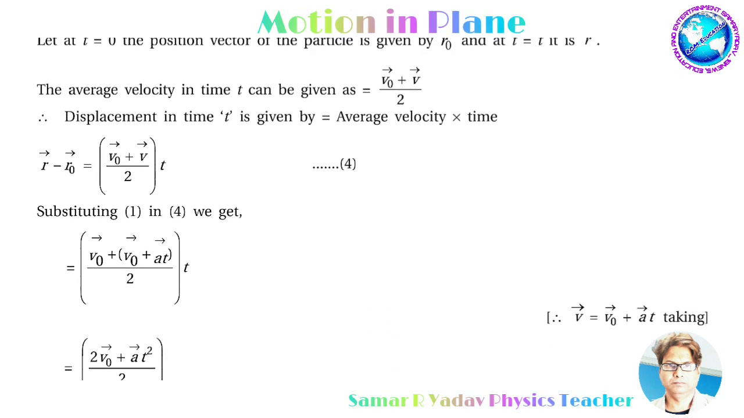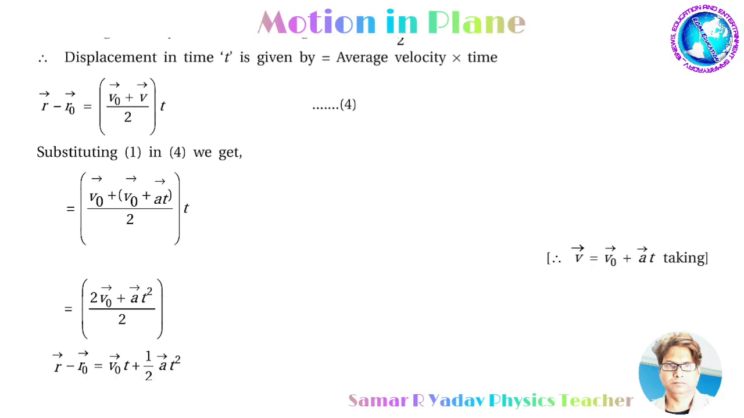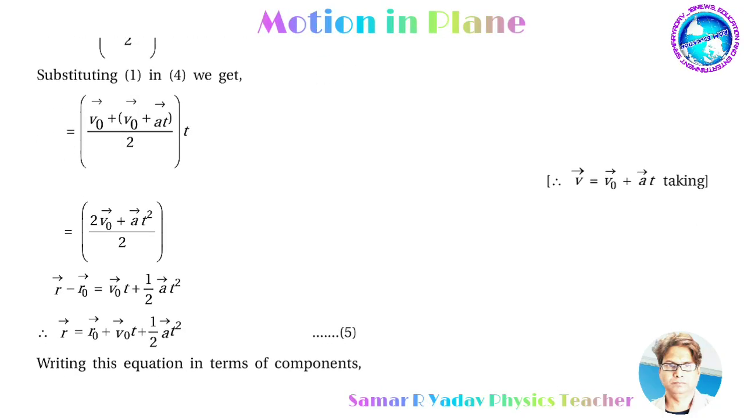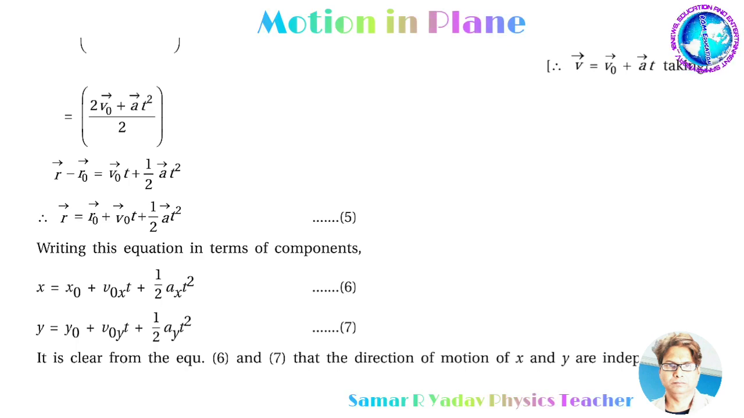Substituting equation 1 in 4, we can get r minus r0 is equal to in bracket vector v0 plus, in bracket v0 vector plus a vector t bracket over upon 2 bracket over into t, is equal to in bracket 2v0 vector plus vector a into t square upon 2 bracket over. Therefore vector r minus vector r0 is equal to vector v0 t plus 1 half vector a t square. Therefore vector r is equal to vector r0 plus vector v0 t plus 1 half vector a t square, equation 5.